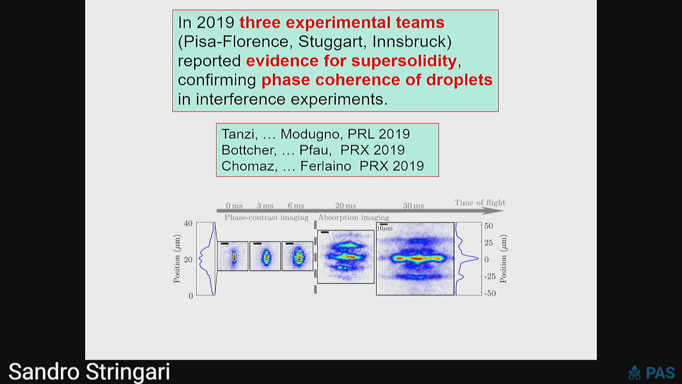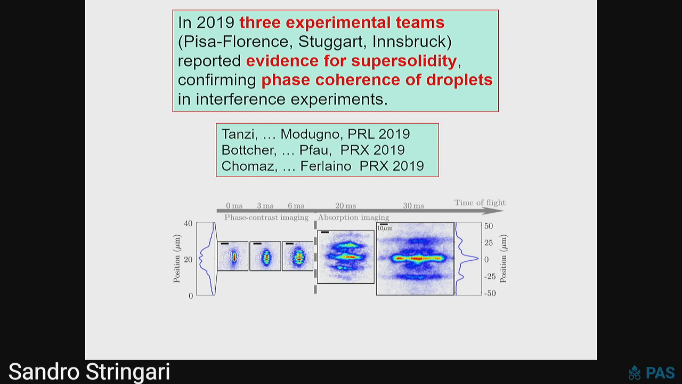In 2019, three experimental teams in Pisa and Florence, in Stuttgart, and in Innsbruck reported the first experimental evidence for supersolidity, revealing both the spontaneous density modulation of this configuration and the phase coherence, which are crucial ingredients characterizing the supersolid. In this beautiful picture, taken from a paper of the group of Stuttgart, you can see on the left side the density modulation. On the right side, you can find the evidence for coherence, which is obtained by looking at interference patterns after expansion. After this fundamental achievement, 2019 is considered the year of dipolar supersolidity.